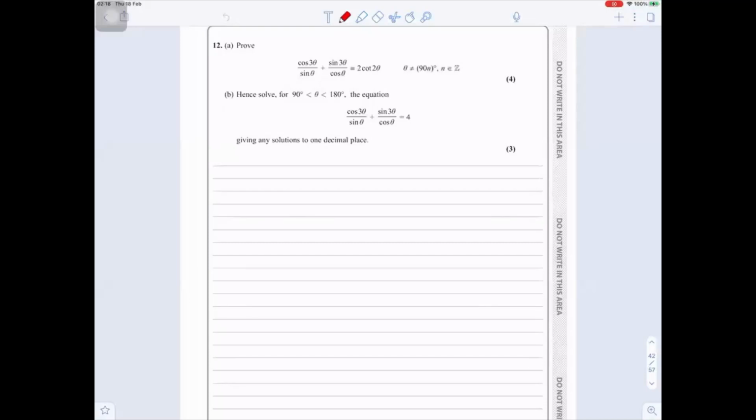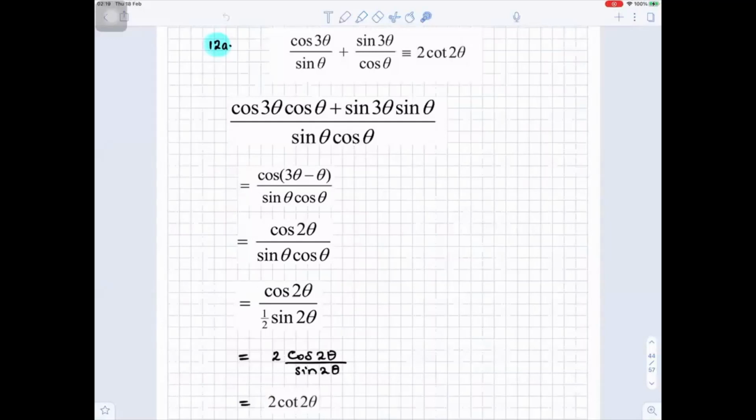Question number 12. Prove that cos theta over sin theta plus sin 3 theta over cos theta equals 2 cot 2 theta. So for question 12a, we want to change the left-hand side to equal the right-hand side. So we start by adding the left-hand side. We take the lowest common multiple, which is sin theta cos theta. When you divide sin theta cos theta by sin theta, you're left with cos theta and cos 3 theta there. And you do the same, you have sin 3 theta and sin theta.